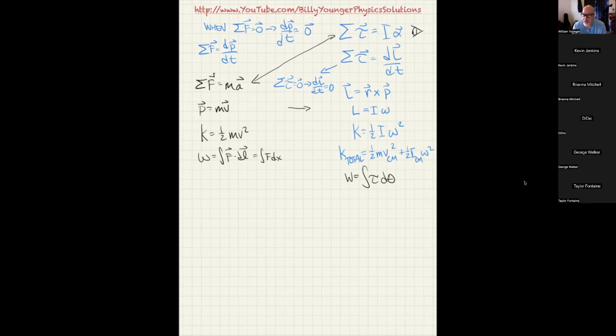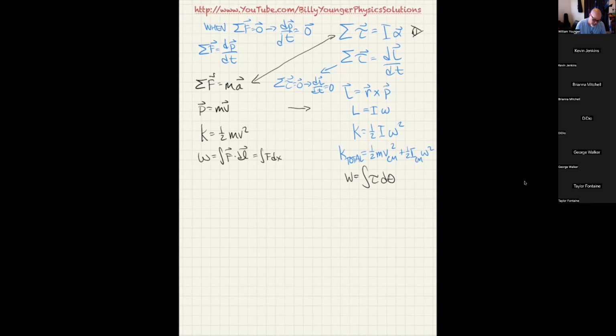So now that we've covered basically everything for that matter, what I want to do is solve a typical problem, which would be like a complex Atwood machine. First off, let me show you a moment of inertia calculation, because we're going to use that for the actual Atwood machine.